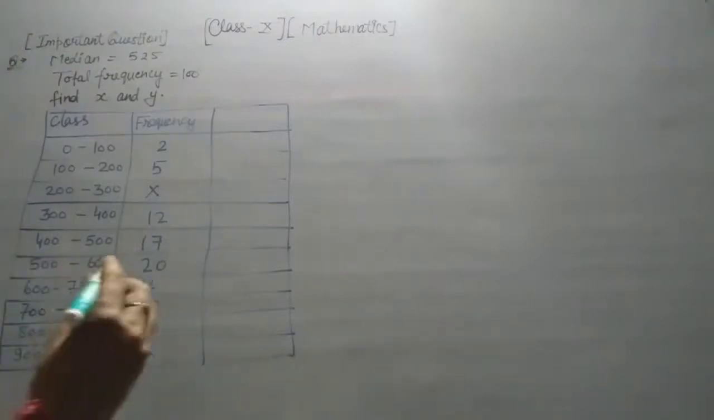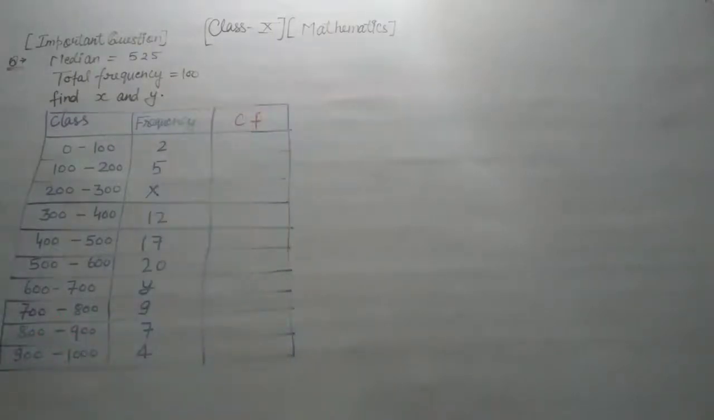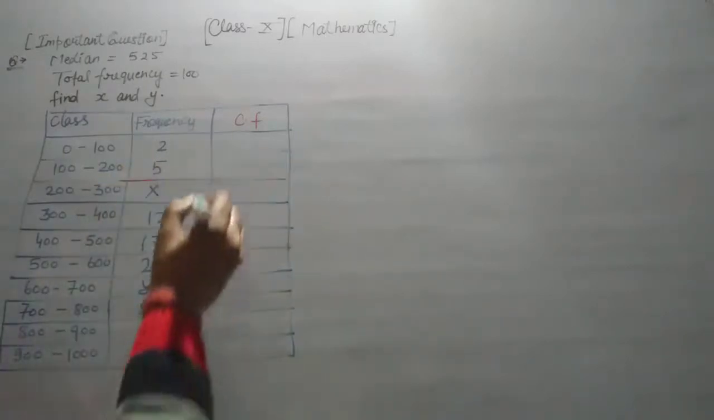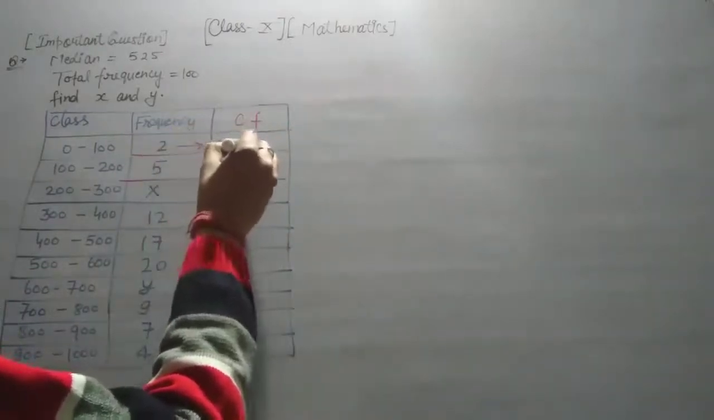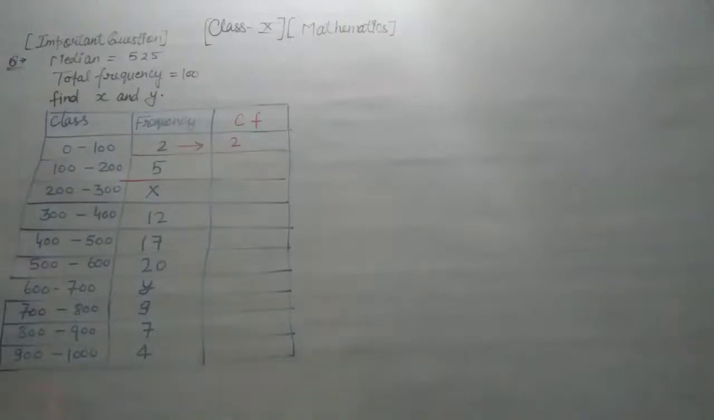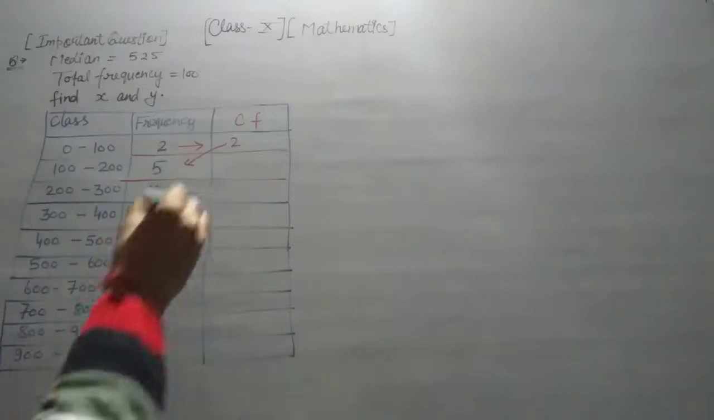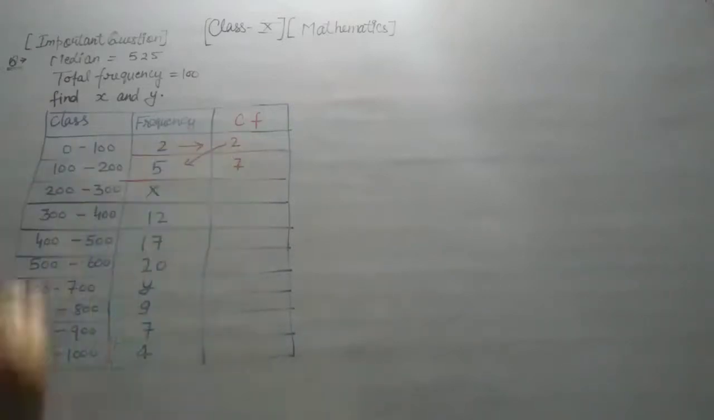First of all, you have to find the cumulative frequency, because it is important for the median. You know how to find it, but we have to repeat it here. First, write the first frequency just as it is. Secondly, add this frequency to the next frequency and write it here, just like 2 plus 5 is equal to 7.